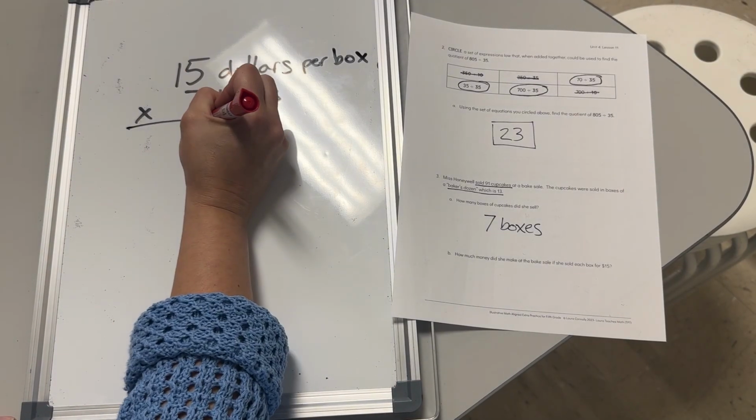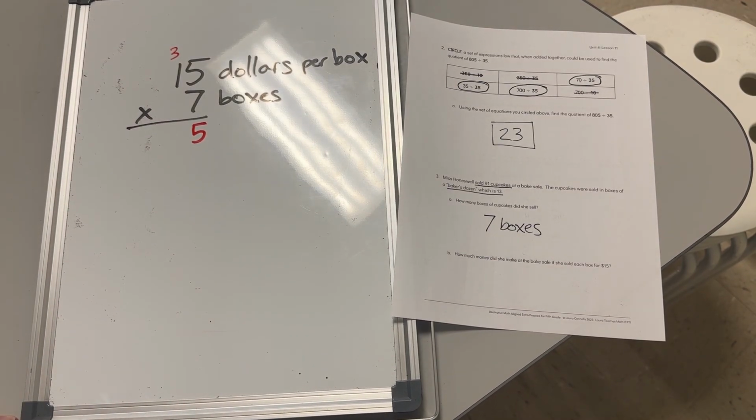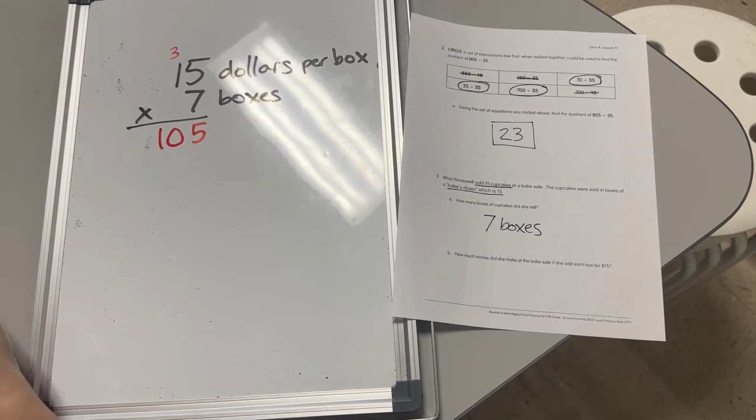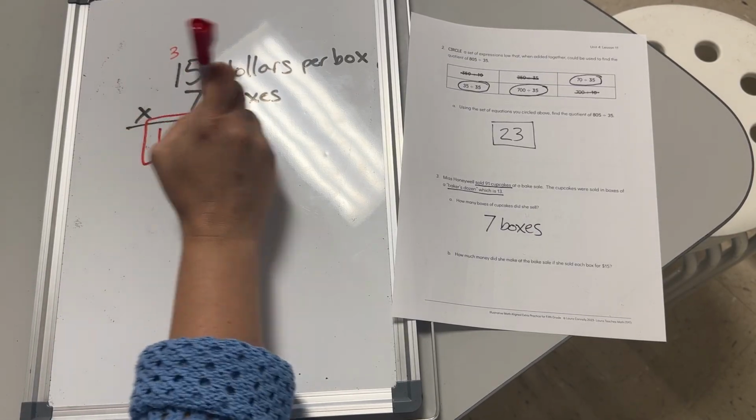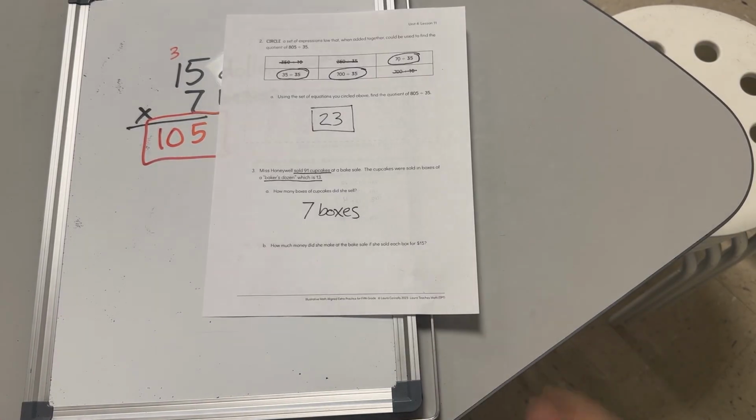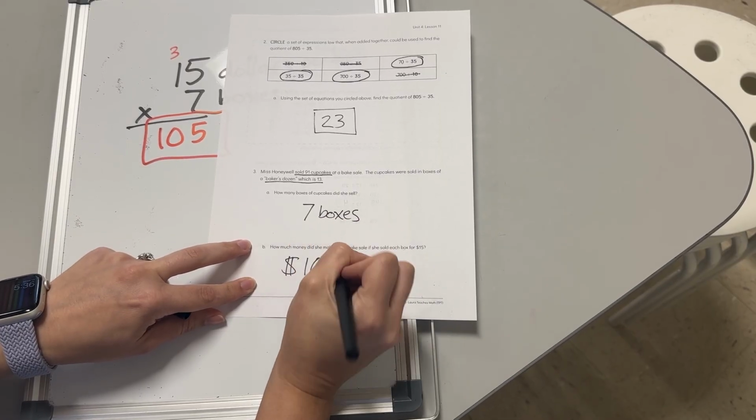7 times 5 is 35. Place the 5, carry the 3. 7 times 1 is 7, plus 3 is 10. That means that she made $105 selling her 7 boxes of cupcakes. So $105 was made.